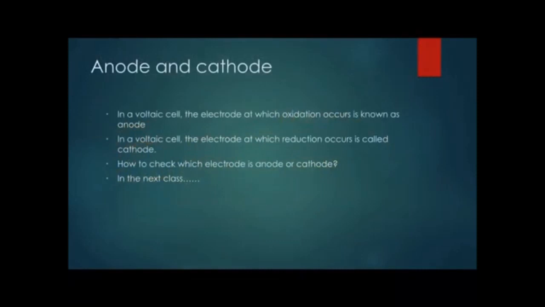In a voltaic cell, an electrochemical reaction occurs. And electrochemical reactions are redox reactions. So in a redox reaction, both oxidation and reduction occur. Now, in a voltaic cell, the electrode at which oxidation occurs is known as the anode. In a voltaic cell, the electrode at which reduction occurs is called the cathode. Now, how to find which electrode is anode and cathode? That we will study in the next class.